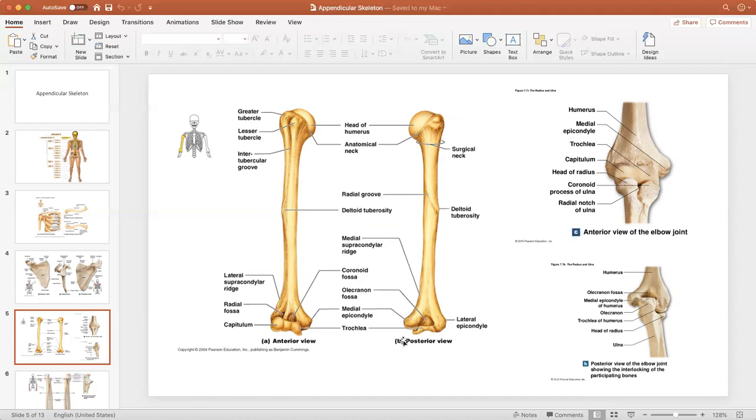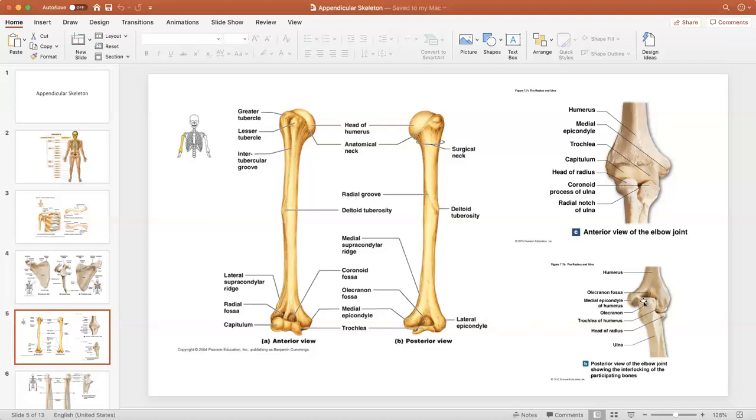It doesn't stick out as much on the lateral aspect. So the medial epicondyle sticks out more. This is the medial side. Okay, and then we have one large fossa on the posterior aspect. This is where the olecranon goes into when we straighten our elbow.